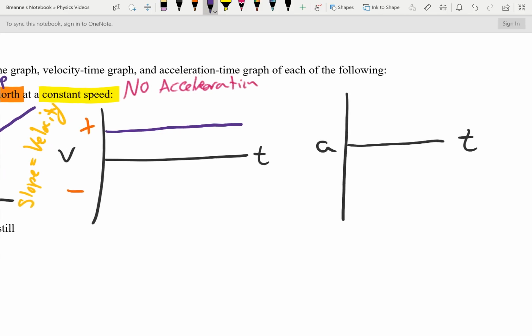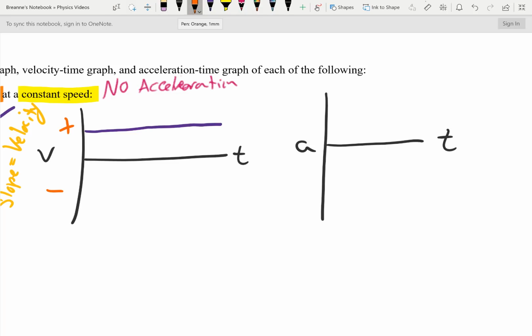And if you said it before, we'll say it again. For a velocity time graph, your slope equals your acceleration. So looking at the slope of this graph, your slope is 0. So it's going to be on the 0 line. Which makes sense because constant speed needs no acceleration. So it means my acceleration is 0.